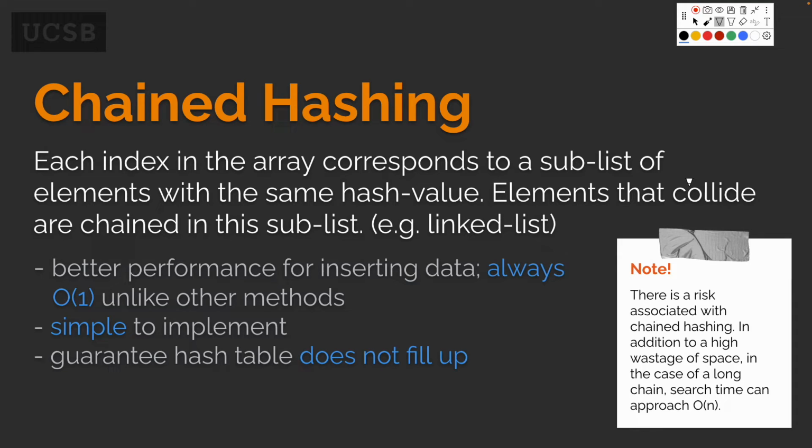So in chain hashing, each index in the array corresponds to a sublist of elements with the same hash value. So any elements that collide will be chained to this sublist. And this sublist can be implemented in a number of ways. A common way is using a linked list. And the advantages of this is that it provides better performance for inserting data. It's always O of 1, which is not necessarily true for all the other methods. It also guarantees the hash table does not fill up, which is also not necessarily true for the other methods. And it's also relatively simple to implement.